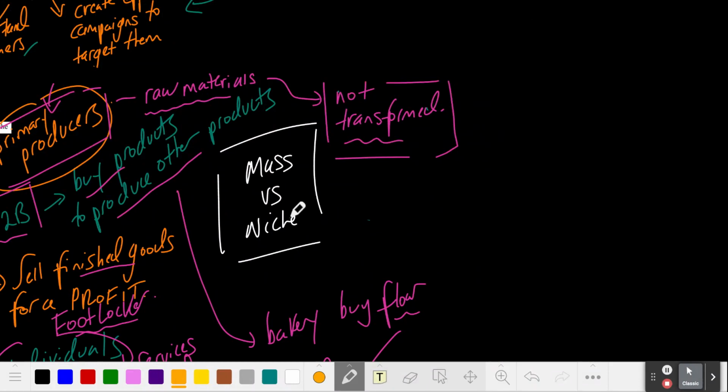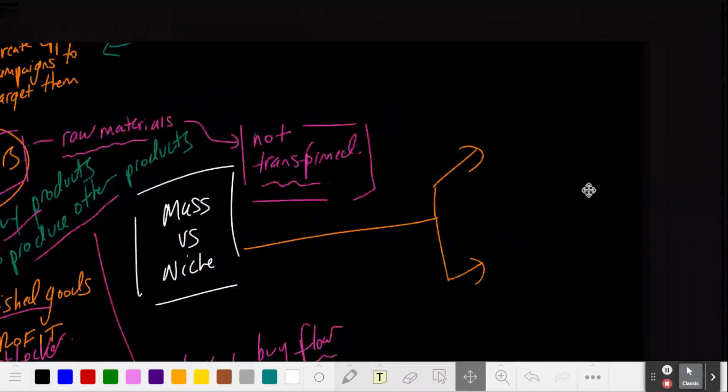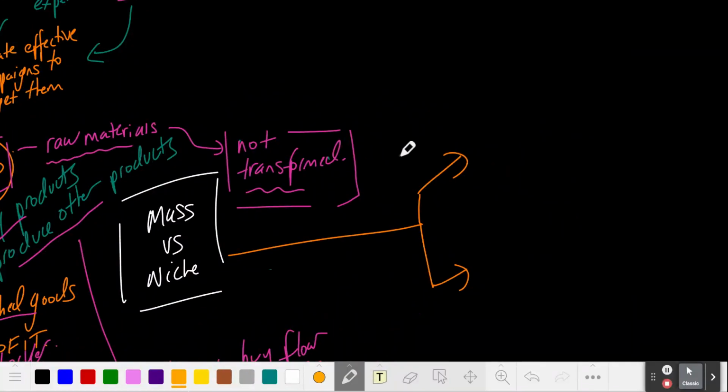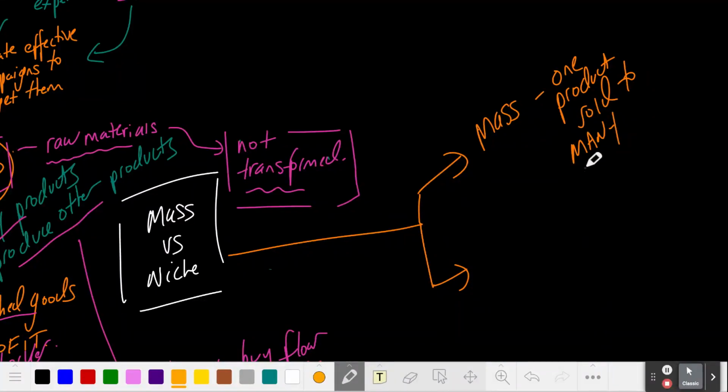If I come over here in terms of this mass versus niche characterization, let's put this over here, if I look at a mass market, this is where one product is sold to many consumers. Now, it's unlikely that one product is sold to every consumer, but a way to think about a mass market is that this single product is being sold to a lot of people, hence the term mass.